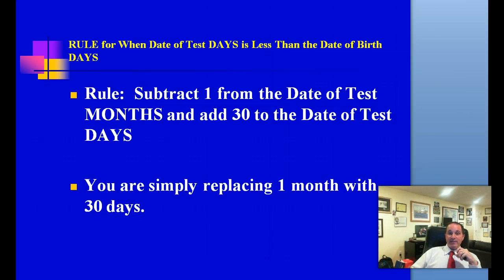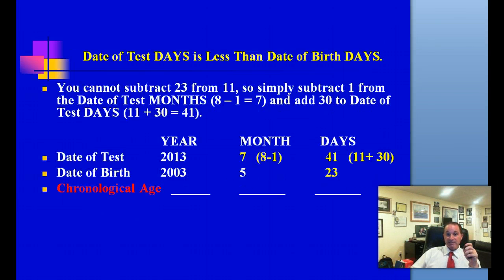So anytime our date of test days is less than our date of birth days, we subtract 1 from the date of test months and add 30 to the date of test days. We're simply replacing 1 month with 30 days. So let's go back to our original example. In our original example, our date of test days was 11 and our date of birth days was 23. And we said 11 minus 23 couldn't be done. So what do we do? We simply subtract 1 from the date of test months.